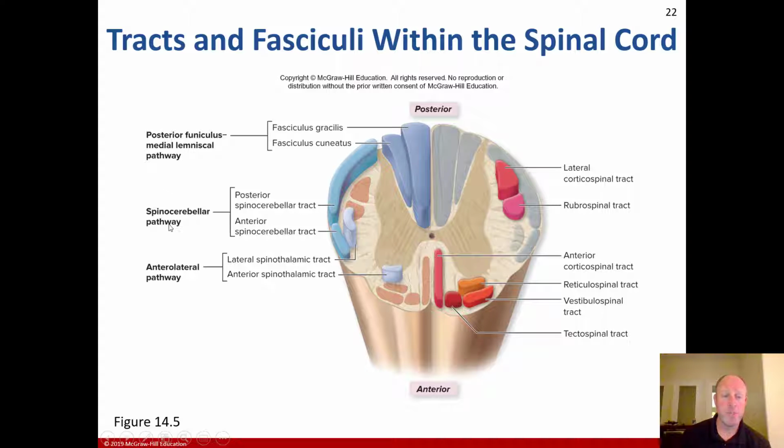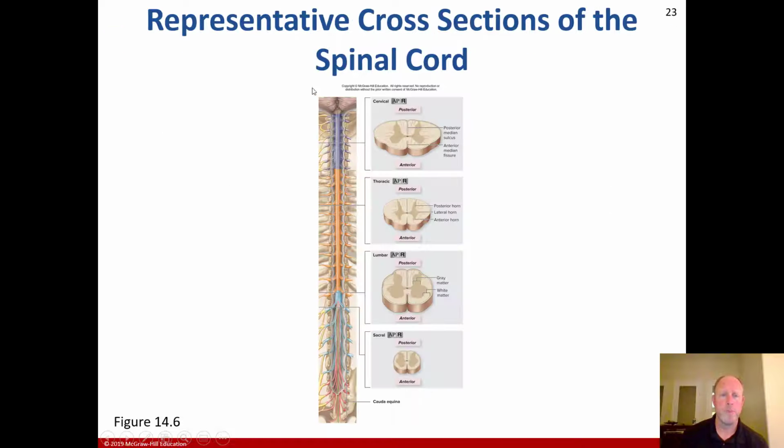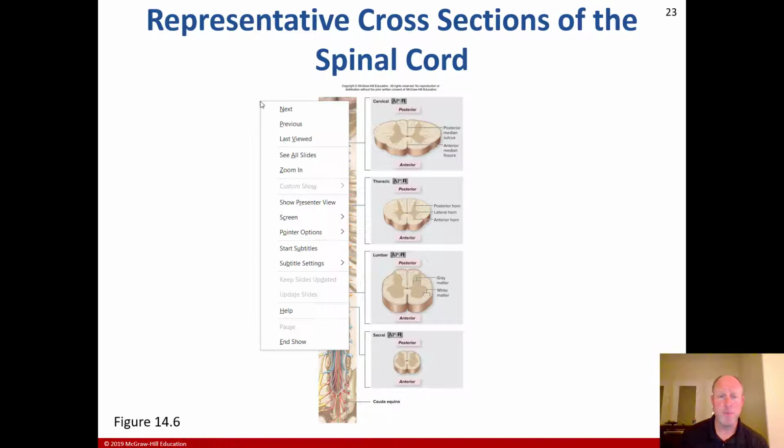And then we have the spinocerebellar pathway, and here's the posterior spinocerebellar tract and the anterior spinocerebellar tract, and the anterolateral pathway with the lateral spinothalamic tract here and the anterior spinothalamic tract here. And you have the anterior corticospinal tract, then the reticulospinal tract, the vestibulospinal tract, and the tectospinal tract. Okay. And then representative cross sections of the spinal cord.